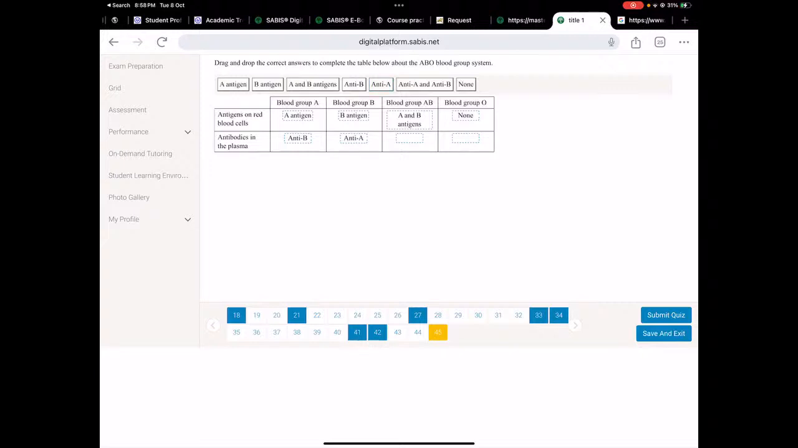Now blood group AB, since it's a universal receiver, antibodies is the opposite. Watch out, okay? Since AB is a universal receiver, it has 0 antibodies, and since O can only receive from O, why? Because it has both antibodies.